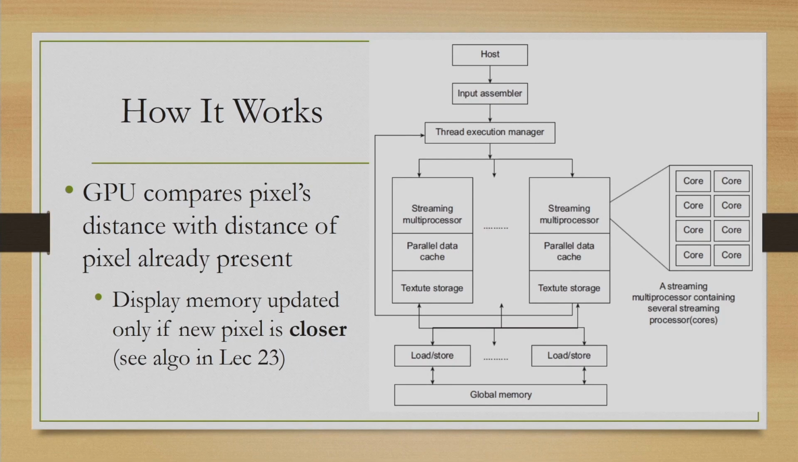Now, if you may recollect how the Z buffer works. Here also the GPU compares the pixel's distance with the distance of the pixel already present, that is, it simply executes the algorithm, and the display memory is updated only if the new pixel is closer. So, it implements the Z buffer algorithm. For more details, you may refer to lecture 23.